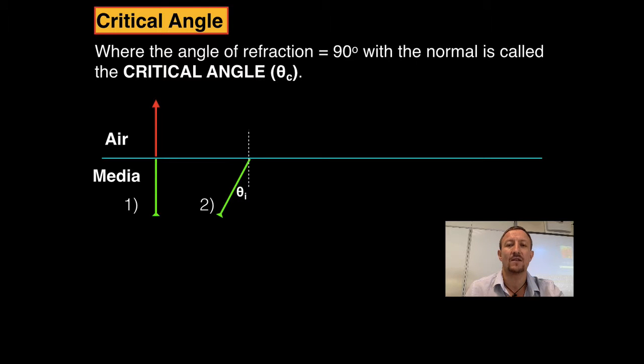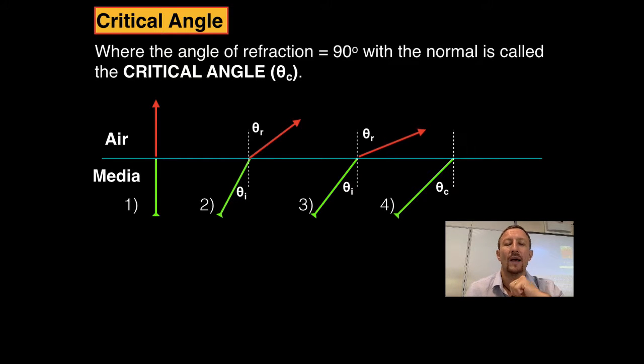Now let's put an incident ray coming in at an angle theta i to the normal. Because it's coming at an angle, as it hits the boundary surface it's going to be refracted at theta r, and it's going to move away from the normal. If I make that angle of incidence greater, as you can see in diagram 3, the angle theta r gets greater, until eventually we reach an angle that produces a refracted ray at 90 degrees, running along the surface of the boundary between the two media.